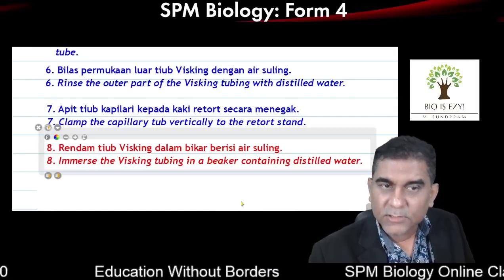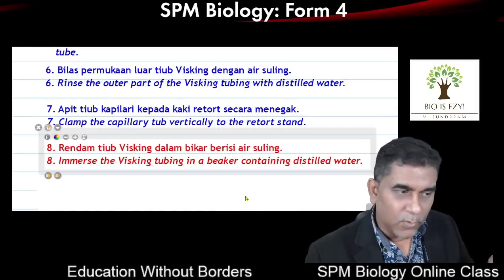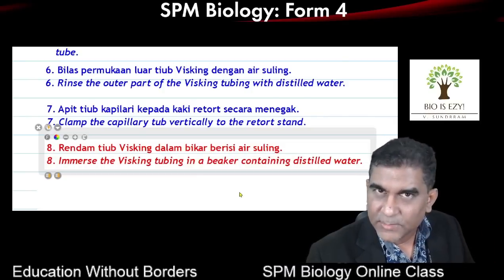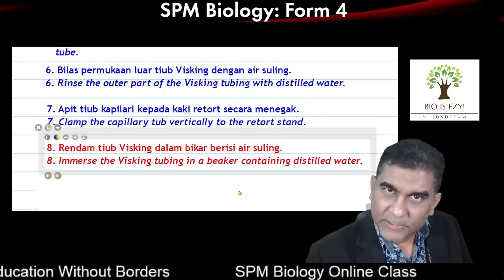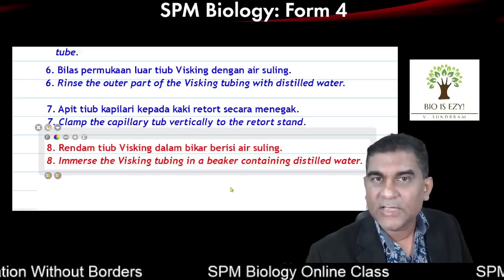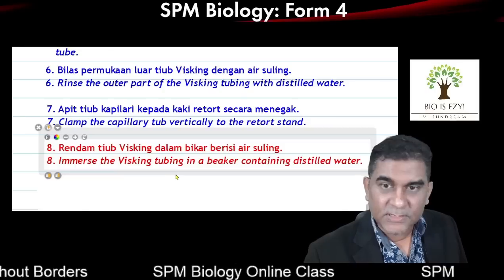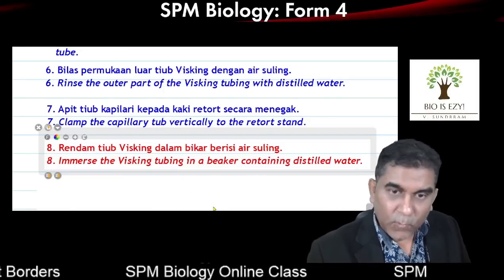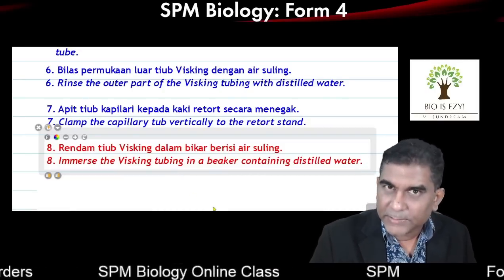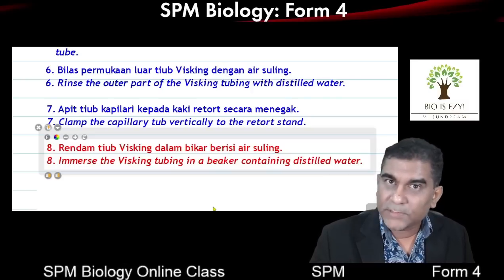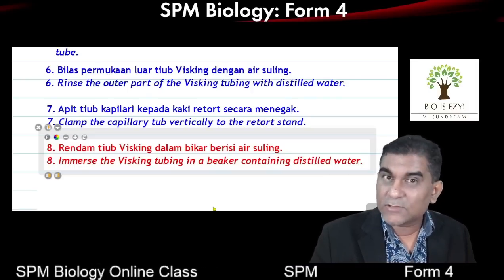So yang ini juga sepatutnya adalah pemboleh ubah dimalarkan. This is also constant variable. Every time we repeat the experiment, in the beaker we must have distilled water. So rendam tube whisking dalam beaker yang berisi dengan air suling. So more or less our setup is complete. We have a whisking tube that contains 30% sucrose solution. Dalam tube whisking ada larutan sukrosa 30%.